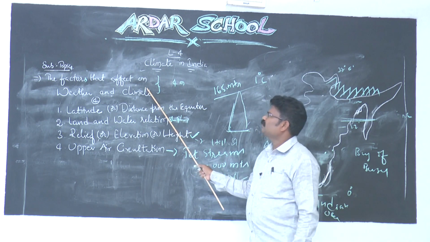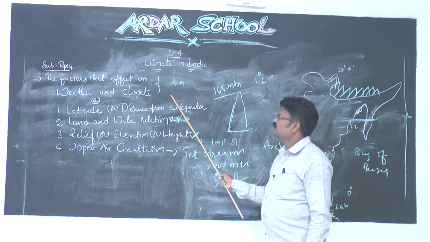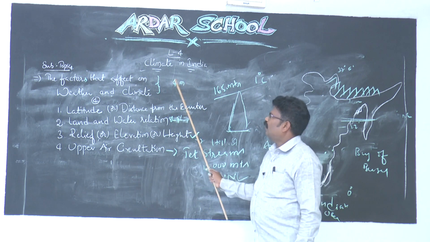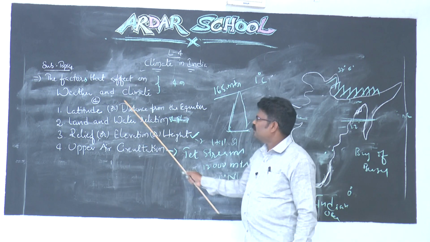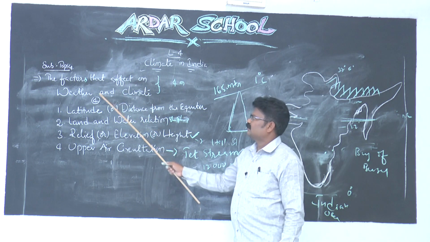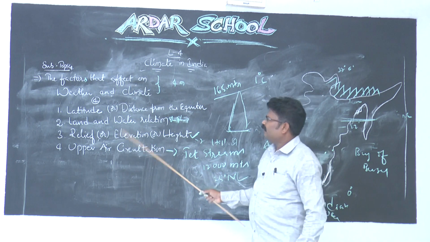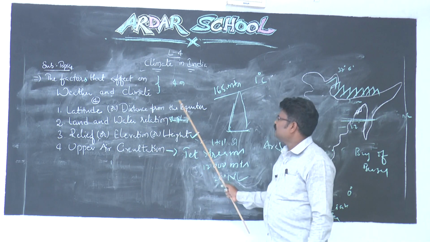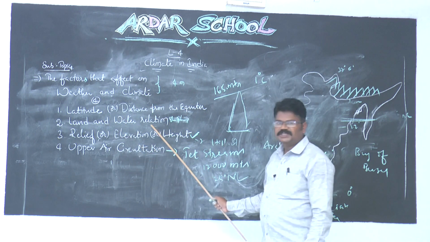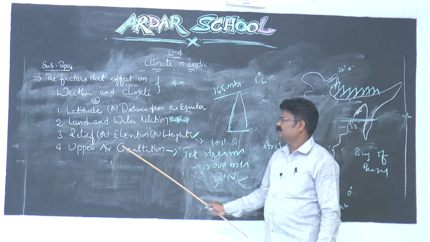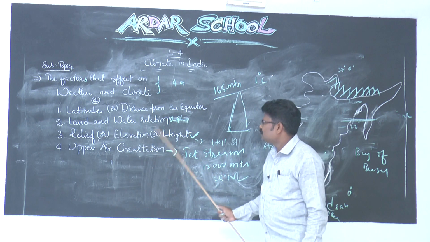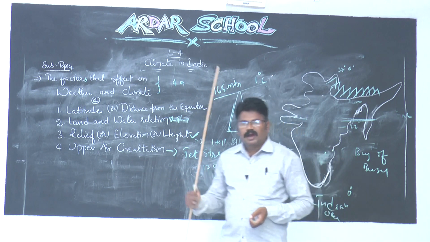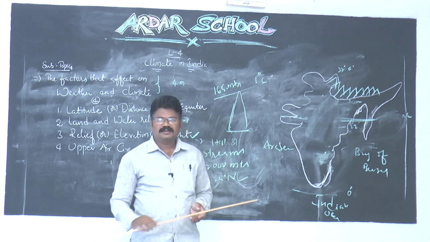Yes, so these are what you have to understand, children. This is a very, very important question. It may be asked as a 4 marks question in this manner, or else there may be chances to ask 1 mark questions, one word questions. For the factors that affect weather and climate, you have to write these 4 factors: latitude or distance from the equator, land and water relationship, relief, elevation and height, and upper air circulation. And if the same question is asked as an essay, you have to explain as I have given the detailed information.